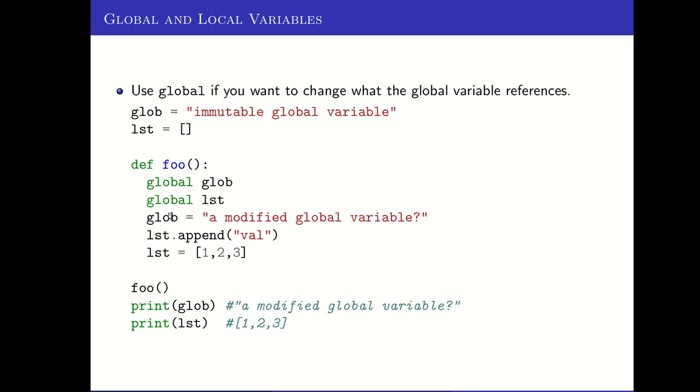Instead, when I say glob equals, I want you to be referring to the global version. And so when I say glob equals, that actually changes the reference of the global version and says a modified global variable now within foo and outside of foo. Then when I say that I want to append to list, it will append just like before because list is mutable and that works just fine. And then when I say I want list to equal 1, 2, 3, it will gladly change the reference on list to be 1, 2, 3 as well because I said I was using the global one. So this will give you the behavior that you probably wanted in the first place. If you're using those global variables, then you're changing their references as well in here, and that's just fine.